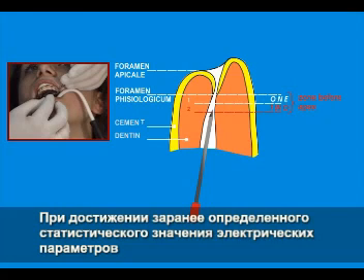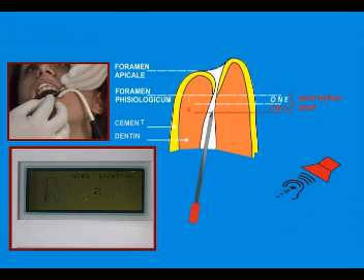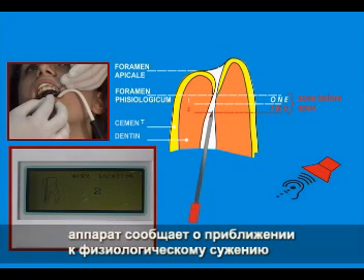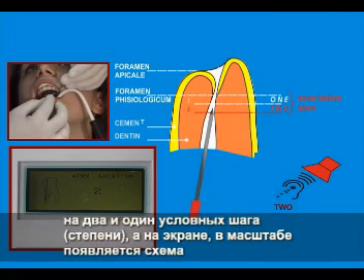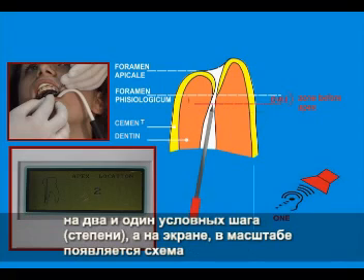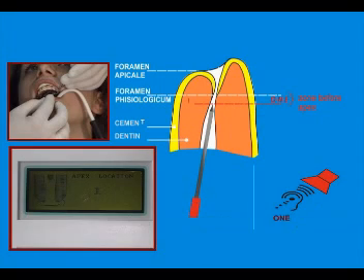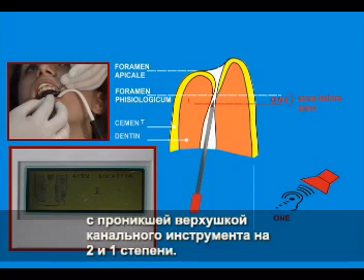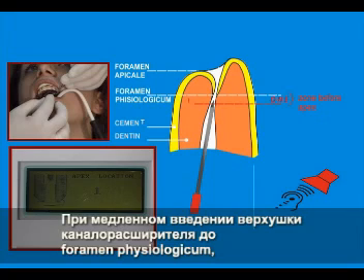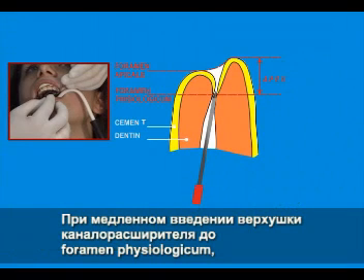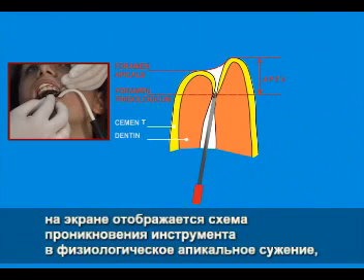When the tip of the file reaches a preliminary defined statistical value of electrical parameters, the device informs about approaching the apical constriction of 2 and 1 conditional step degrees, and on the display is shown a scaled graphical scheme with the penetrating tip of the file with 2 and 1 steps. On slowly inserting the file in the canal, at the foramen physiologicum, the display shows a graph of the penetration of the tip in the canal.